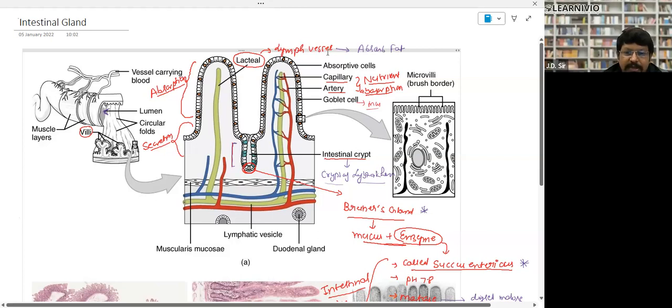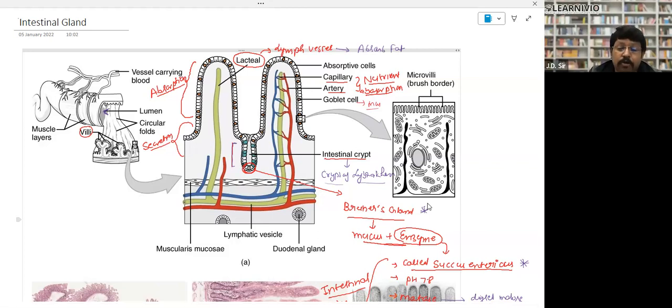So what are lacteals? Lacteals are basically lymph vessels. They absorb the fat. I have written it over here. You have to make only this part of the diagram. In the lower part, there are intestinal crypts. This structure is called a crypt, intestinal crypt or crypt of Lieberkuhn. In the crypt of Lieberkuhn, the lower part is called Brunner's gland.